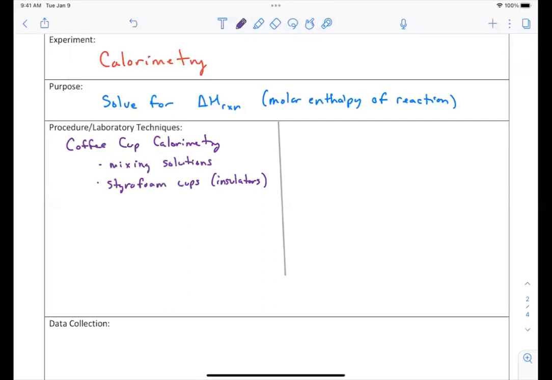So you'll have essentially two cups laid on top of each other, and then you'll have the thermometer to measure the change in temperature of the solution.